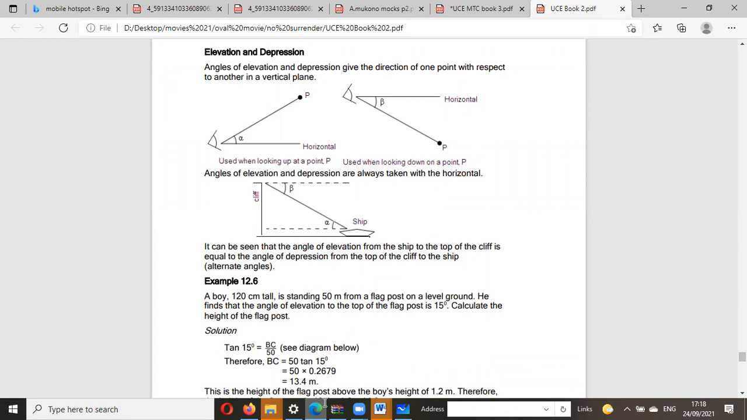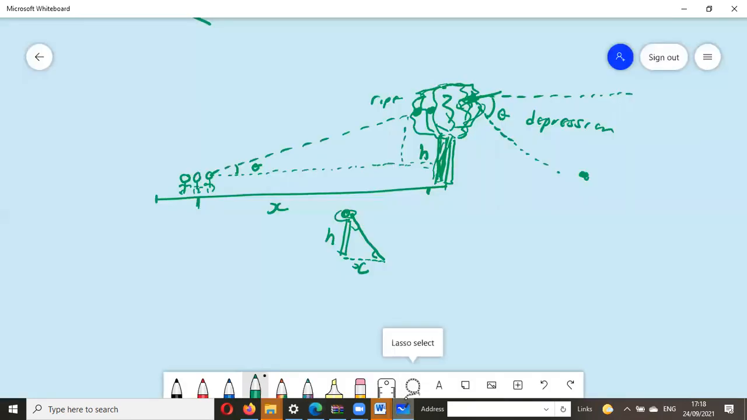Now, I think this example here. Now this is the cliff. When you say a cliff, it is something up, so maybe someone is either on a helicopter or on a hill or on top of what? A building. So when you say deep, that means you're seeing people who are on a ship. So here they told us it can be seen that the angle of elevation from the ship to the top of the cliff is equal to the angle of what? Depression from the top of what? The cliff.